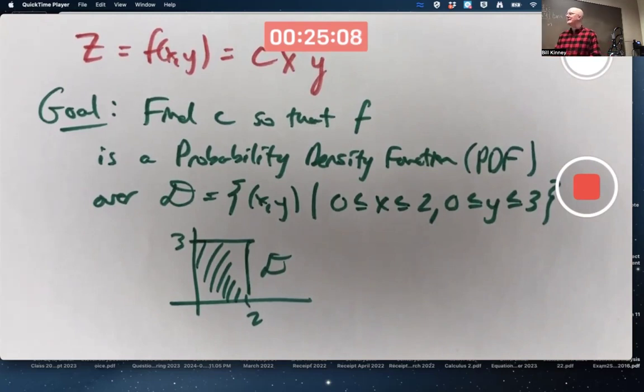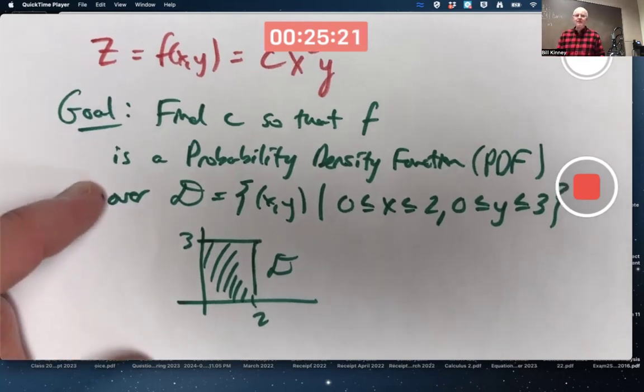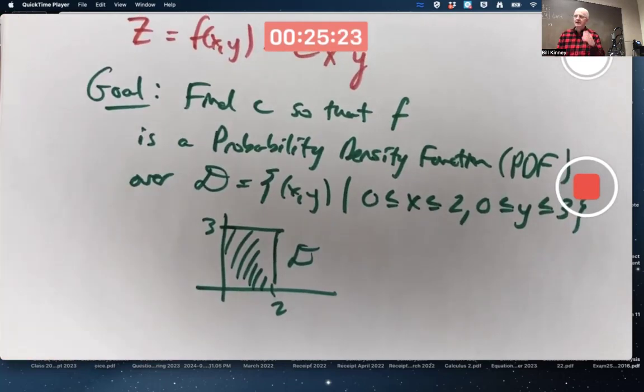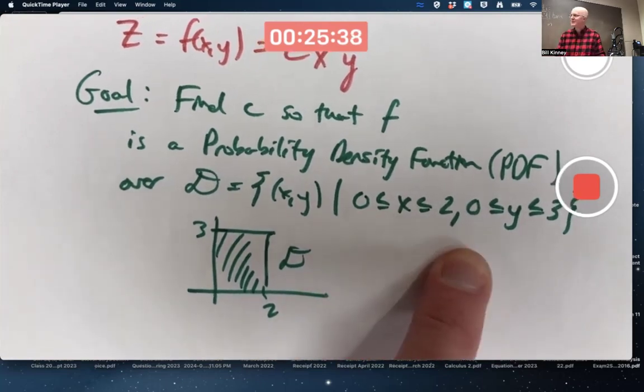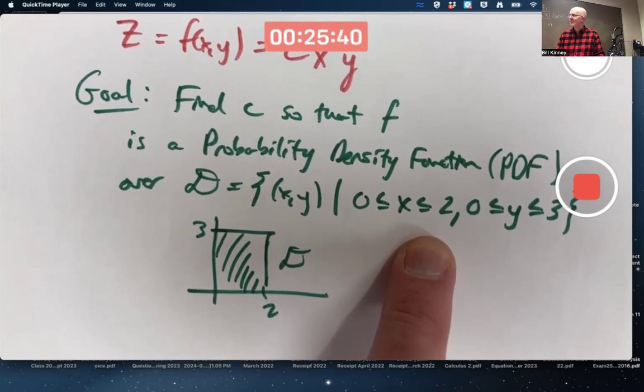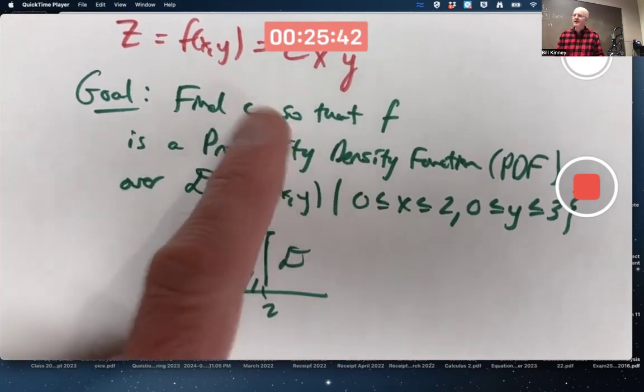What do you use probability density functions for? You use them to find probabilities. How? By integrating them. How do you do this problem? How do you find this value c? You want the integral over the entire domain to equal 1, which represents a probability of 1, or 100% chance. For sure, 100% chance x and y are going to satisfy these two conditions over this domain. We want this to integrate to 1.